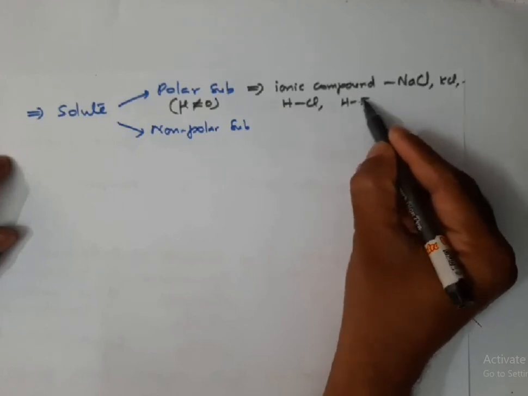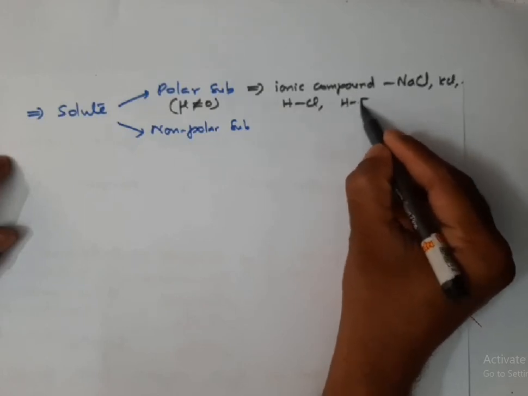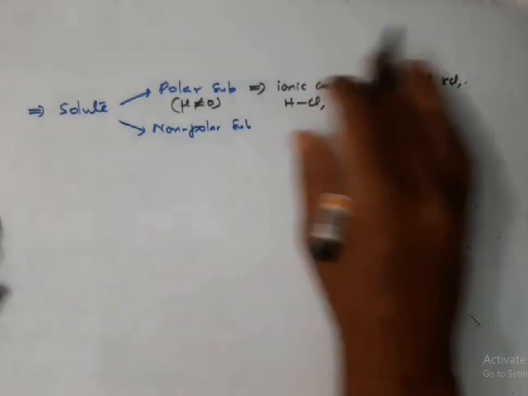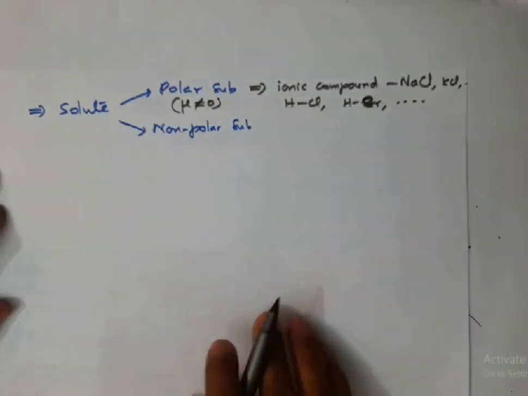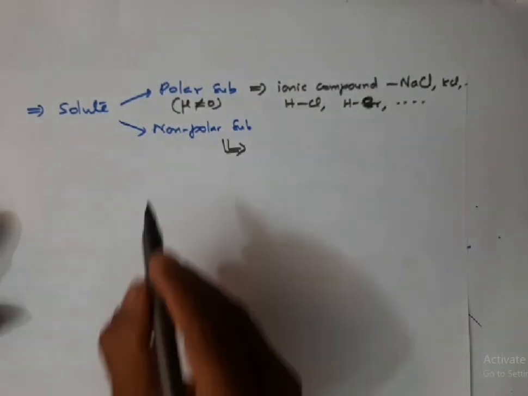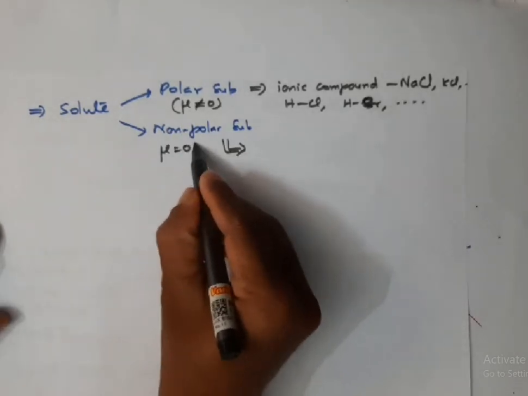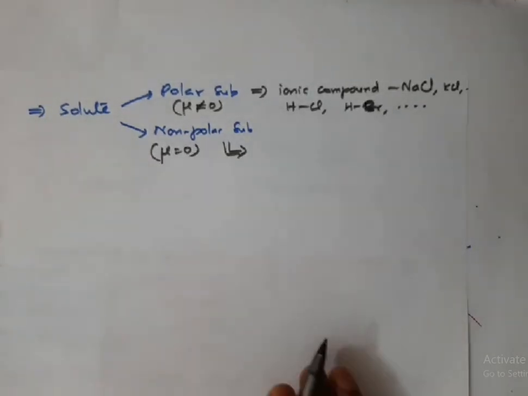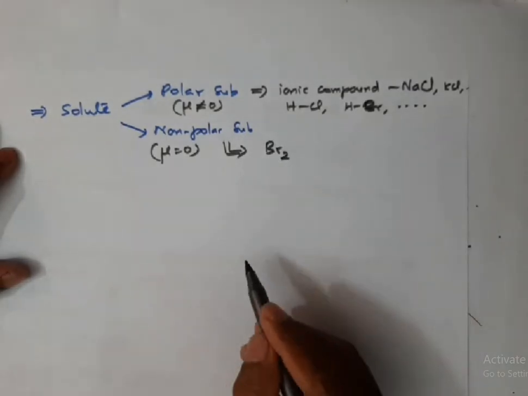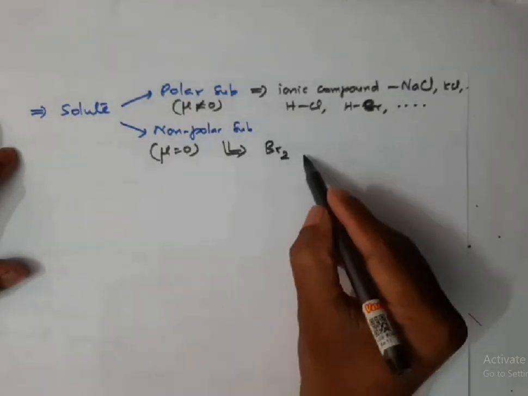HF, right, or HBr, etc. Plenty of examples are there. These are all examples of polar substances. Non-polar substances, yes. Non-polar means dipole moment should be zero. Okay, say for example bromine, Br2, is a non-polar substance, right?